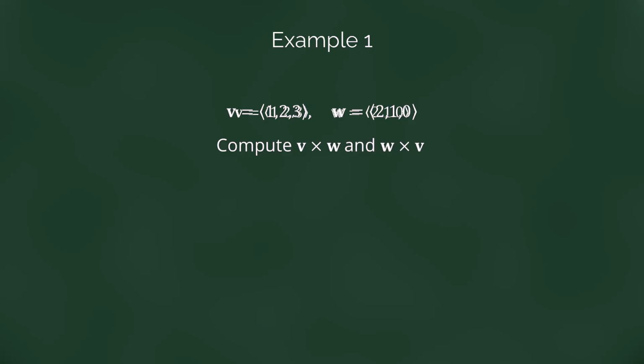Let's go ahead and do an example of one of these so we can see how this formula works. So we have the vector V equals 1, 2, 3, and the vector W equals 2, 1, 0, and we want to compute both V cross W and W cross V. So V cross W, we know that's going to be the determinant of the matrix with the vectors i, j, k in the first row. Then we're going to put the components of V in the second row and the components of W in the third row. Now we're going to break that down further.